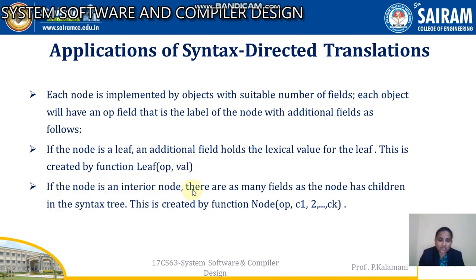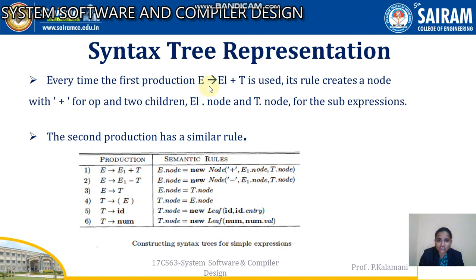If the node is an interior node, it will have both a left child and a right child, and sometimes it may have many children also. In general it will be created using the function Node(op, c1, c2, ..., ck), where op represents the operation to be performed, and c1, c2, up to ck represent the children of the corresponding node. So now we have two types of nodes in a syntax tree: the general node with left and right children, and the leaf node, which will be represented with the operand value and the operation to be performed along with the value. We'll see the example now. Every time the first production E defines E1 plus T is used, its rule creates a node.